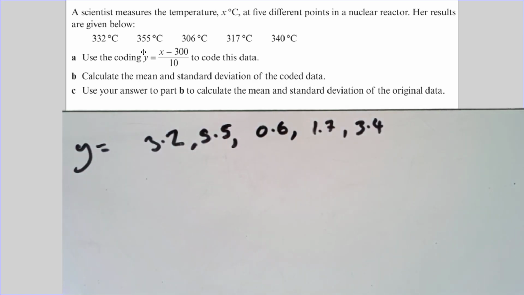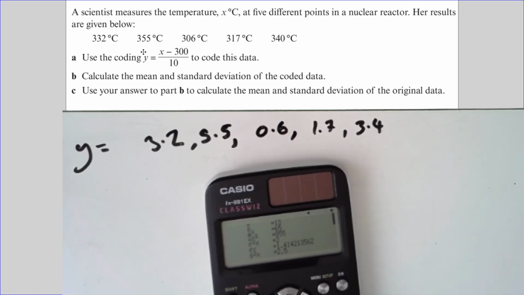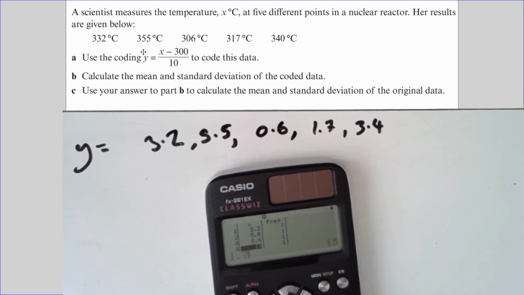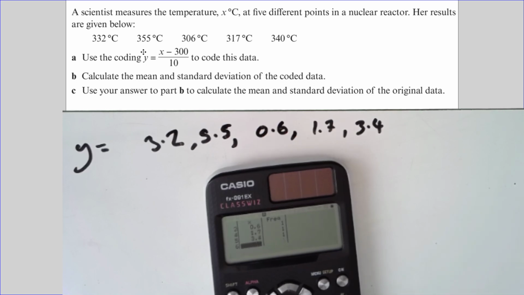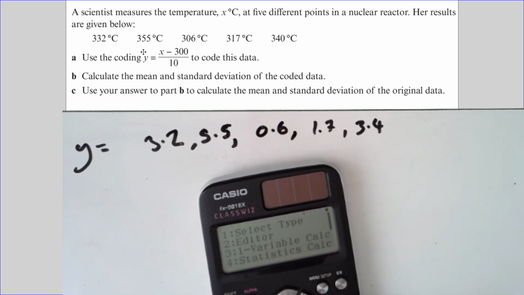So we're going to calculate the mean and standard deviation. I'm going to do this using my calculator, but you could do this by hand if you prefer. So we're going to go through and change these values here. We've got 3.2, we've got 5.5, we've got 0.6, we've got 1.7, and we've got 3.4. By pressing Option, one variable calculations, we get the mean.